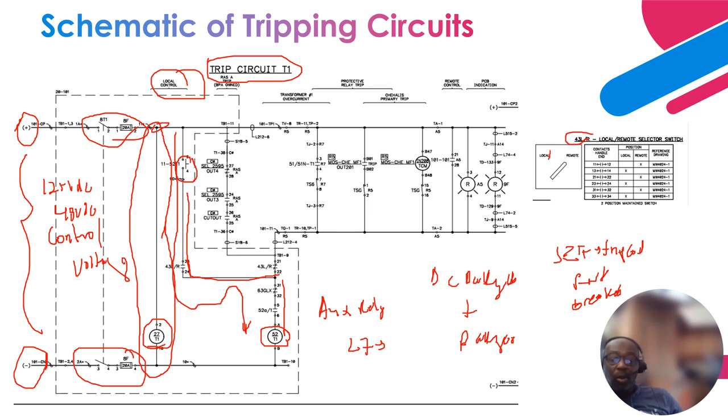So that is called local. But from a SCADA or control center, it is called remote, right? So you put the selector switch in that position, in whatever mode you're operating. Then you push the push button, and you should be able to trip, and it should be in series with 63GLX.